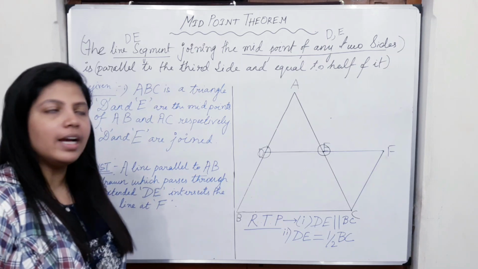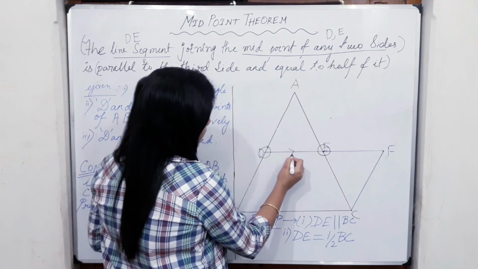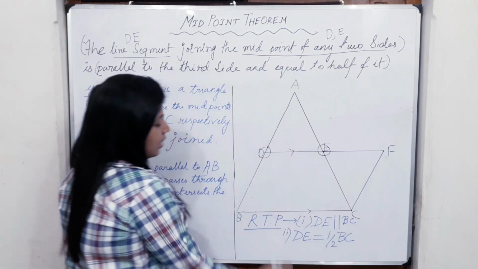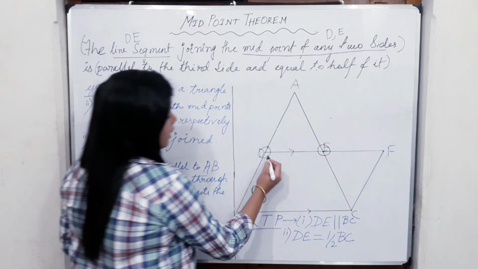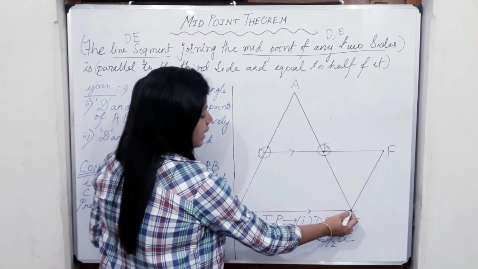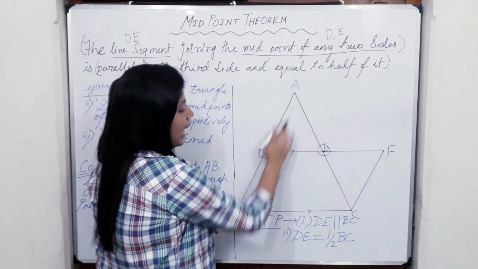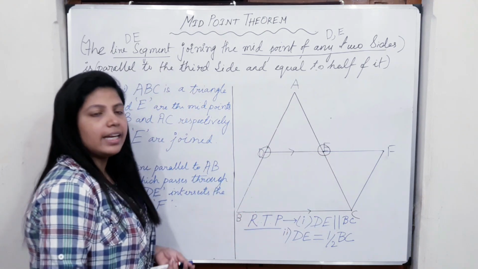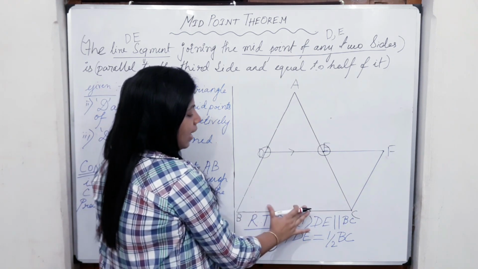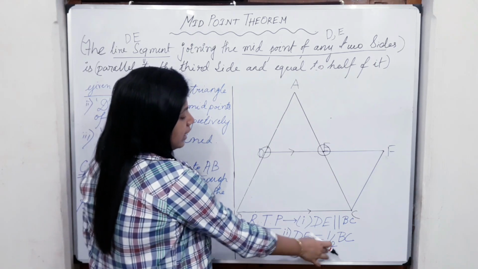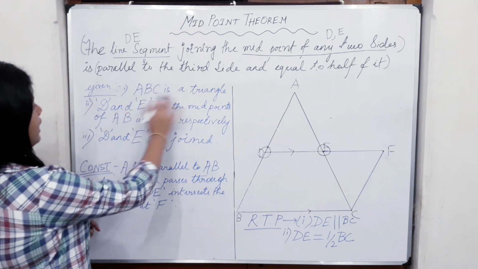Now from "parallel" up to the end is the RTP part here. Means what will I prove here? I will prove that number 1, DE is parallel to BC, that means these two are parallel, and number 2, DE equals half of BC. That means this length is half of the third side. Since D and E are the midpoints of AB and AC, the remaining side here is BC. So we have to prove that DE is parallel to BC and DE equals half of BC.